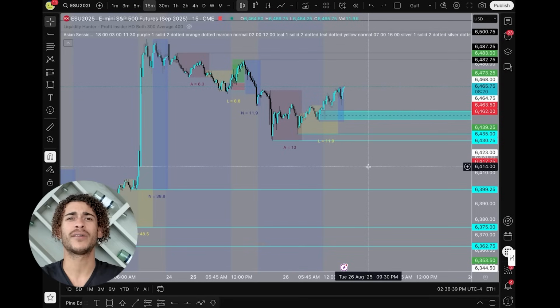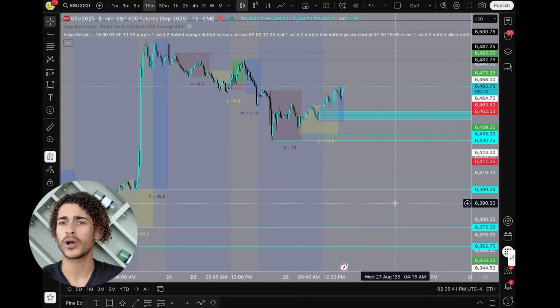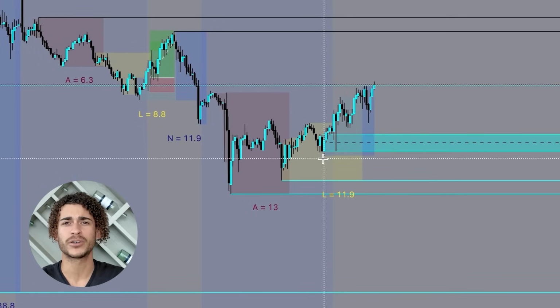Instead of focusing on random support and resistance levels or indicators or anything like that, all we are going to do is look for the untested highs and lows of the Asia, London, and New York session. The only other level that we are going to mark out is going to be the New York Open from 8 to 8:15 a.m. Eastern Standard Time right here.